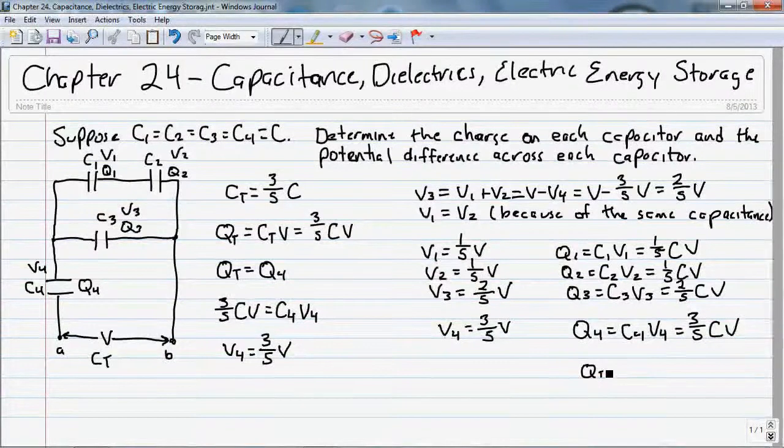And we had QT is equal to, we calculated that here already, 3/5 C times V. And of course, we have the V there, which is equal to V. So this gives us all of the voltages across each capacitor, the potentials, and also the charges that are on the plates of each of the capacitors.